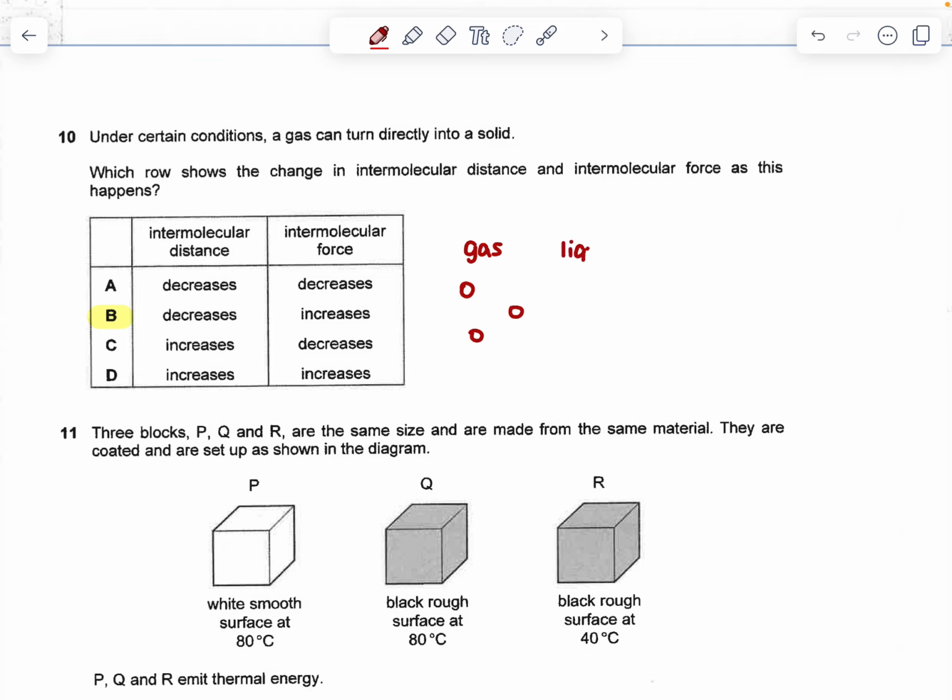For liquid, they are not in an orderly arrangement, but they are very close. So intermolecular distance is small. For solid, they are arranged in an orderly arrangement. So the distance decreases as it goes from gas to solid, and intermolecular forces increase.